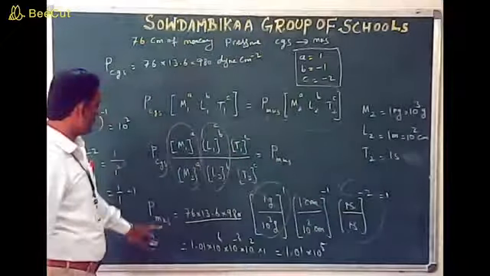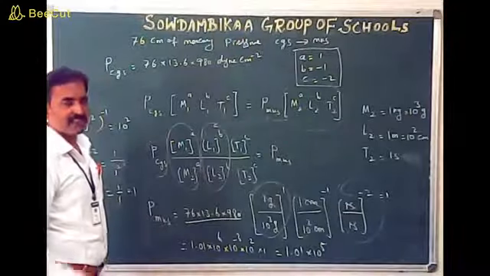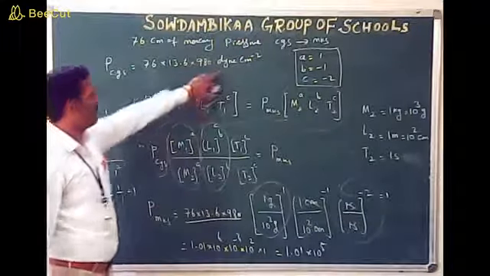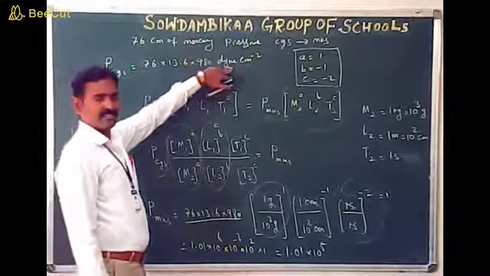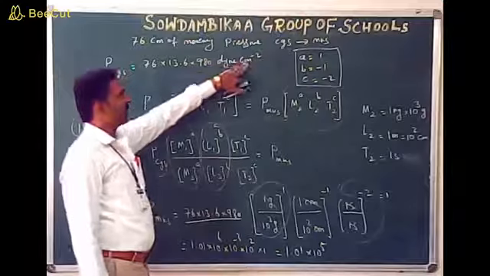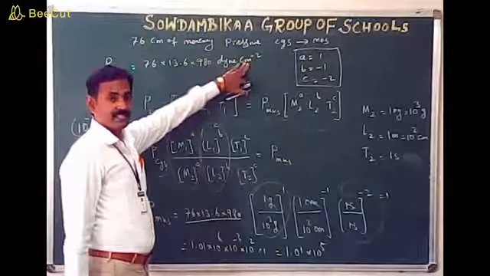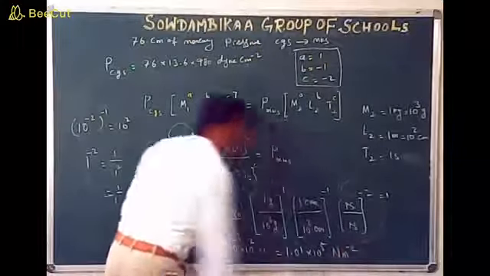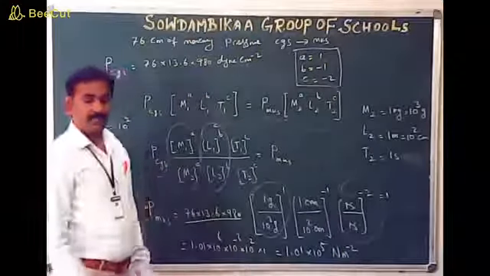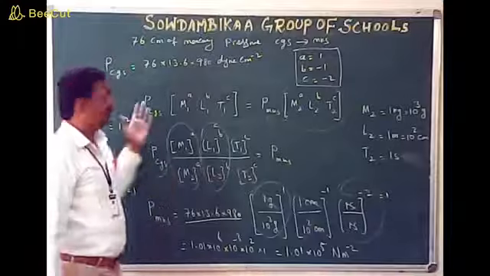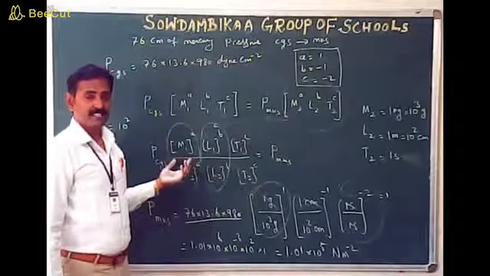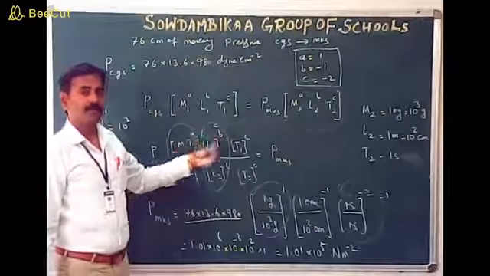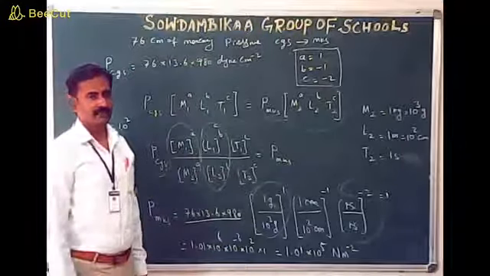Now it is converted into MKS. After conversion into MKS, the equivalent unit is Newton per meter square, that is Newton meter power minus 2. Now that is the method using dimensional analysis, how we convert from one system of units to another system.